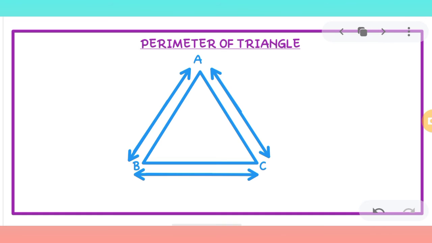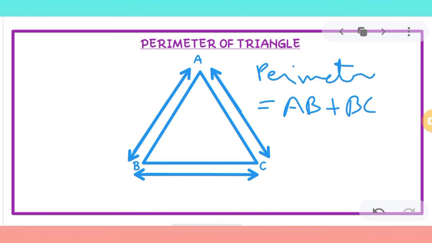Now let's see the perimeter of triangle. Triangle has 3 sides. Now in triangle, the sides may be equal also and it may be different also. So we will find out the perimeter in the same way as we have done till now. Perimeter will be length AB plus length BC plus length CA. Sum of all the 3 sides.